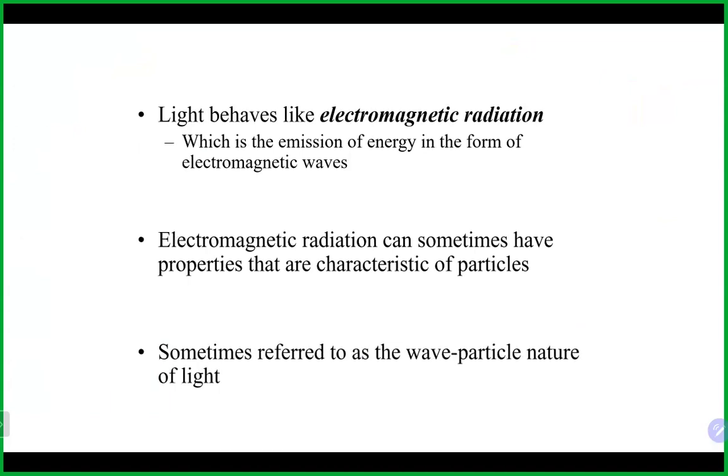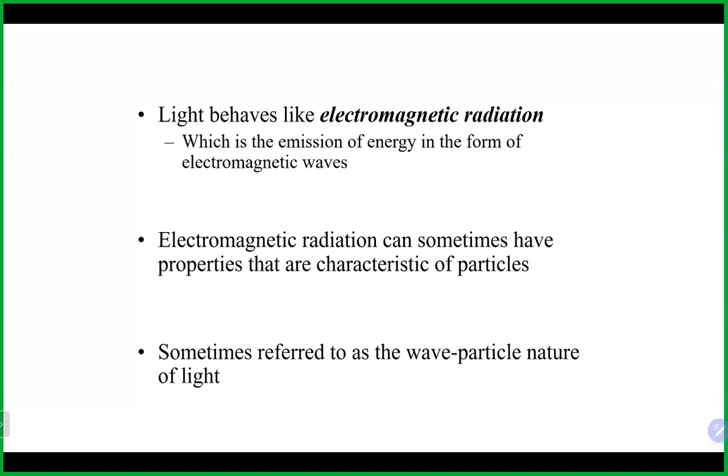Now, light behaves like electromagnetic radiation, which means the emission of energy in the form of these waves. Electromagnetic radiation can sometimes have properties that are characteristic of particles. A lot of what we talk about in this chapter is what is sometimes referred to as the dual nature of light. Light and waves can have wave-like function, but we also could think of waves as having particle-like function and vice versa. Particles could have wave-like function, and particles obviously could have particle-like function as well. So that is the wave particle nature of light.